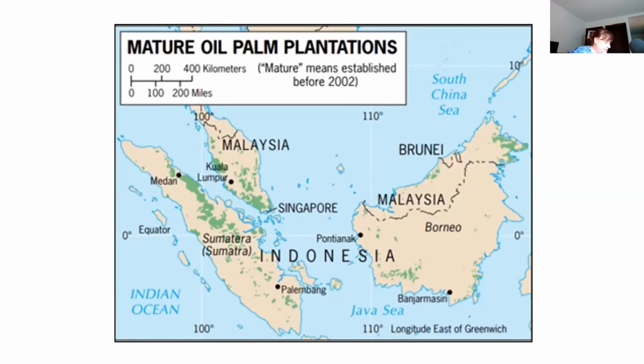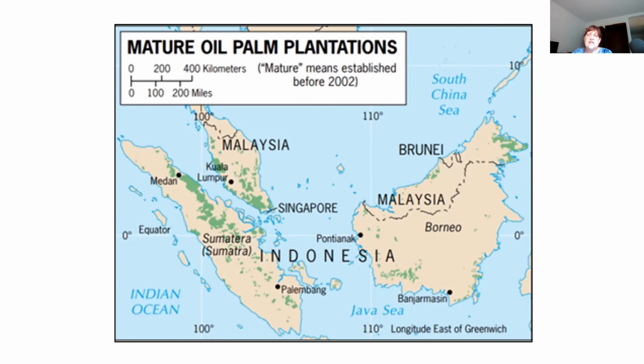All right, now we're going to talk about palm oil. And palm oil is in so many products, you wouldn't believe it. It's in a lot of different foods. It's in your soap and your shampoo. It's in cosmetics. It's in biodiesel. It's in cleaning products. It's one of the most valuable resources in the world because it's used by so many companies in so many products.